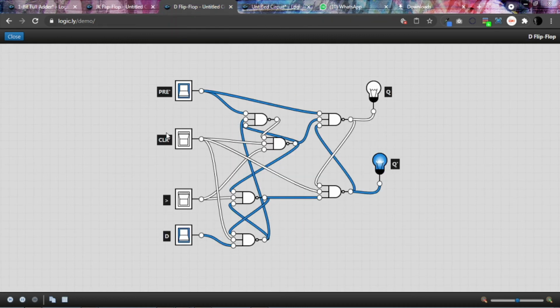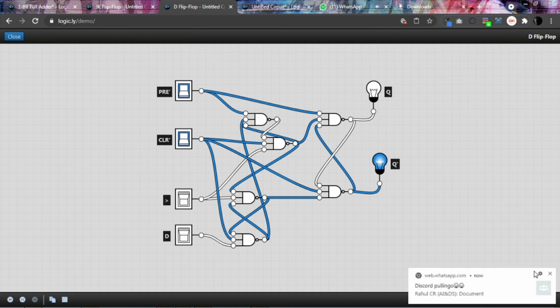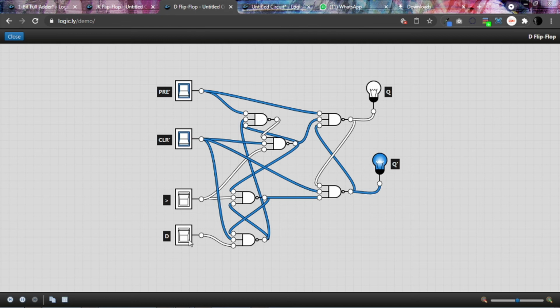Let us now look into the D flip-flop. Here this is the input and this is the clock signal which I set to 1. So when the input is 1 and the previous input is 0, we get 1 0. When the input is 0 and the previous input is 1, we get 1 0. When the input is 1 and the previous output is 0, we get 1 1.